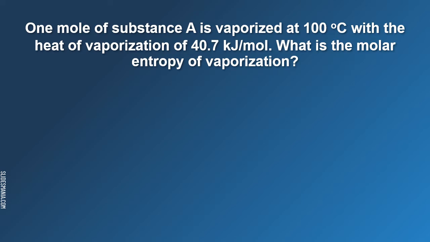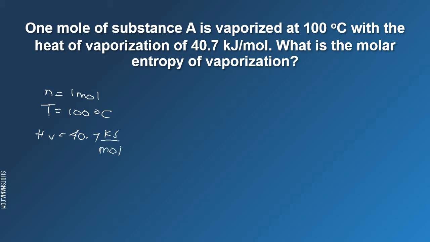Let's calculate using this problem. 1 mole of substance A is vaporized at 100 degrees Celsius with a heat of vaporization of 40.7 kilojoules per mole. What is the molar entropy of vaporization? Let's write our given. Temperature is 100 degrees Celsius. Heat of vaporization is 40.7 kilojoules per mole.